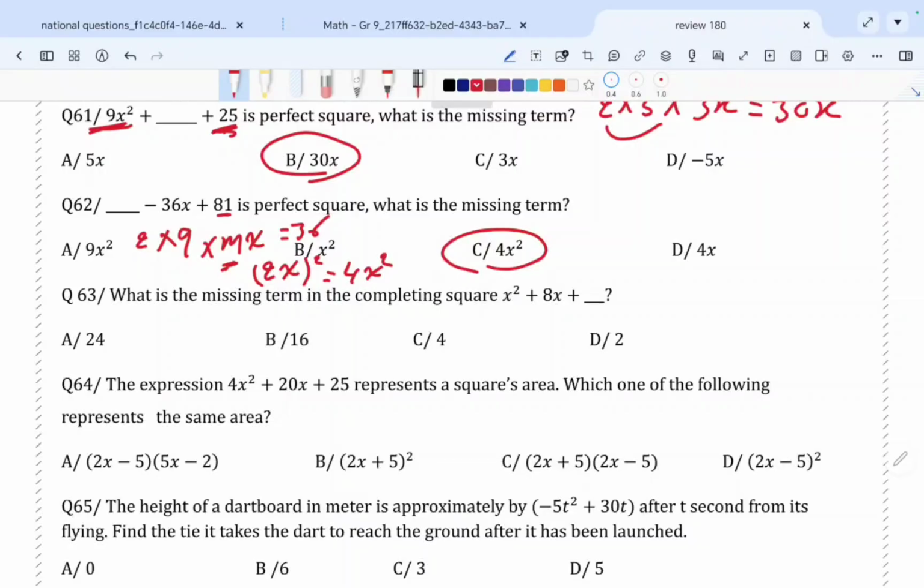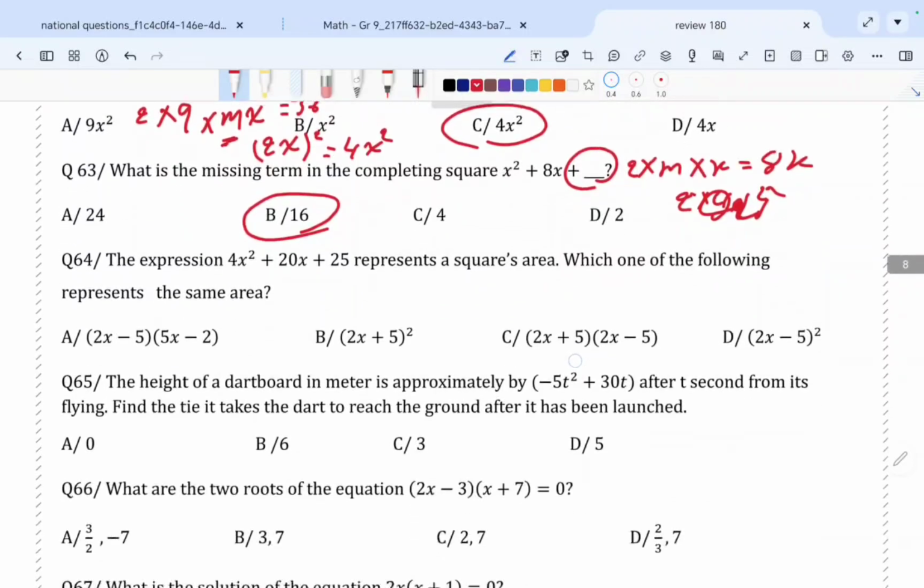Question 63. What's the missing term? By completing the square, again, 2 times, we don't have it, so we will write m times the x power 2, it's only x. Must be equal to what? 8x. 2 times x, 2x. 2x times what equals 8x? Times 4. 2 times 4. And it's the last term, it must be a perfect square, so 4 power 2 equals 16.